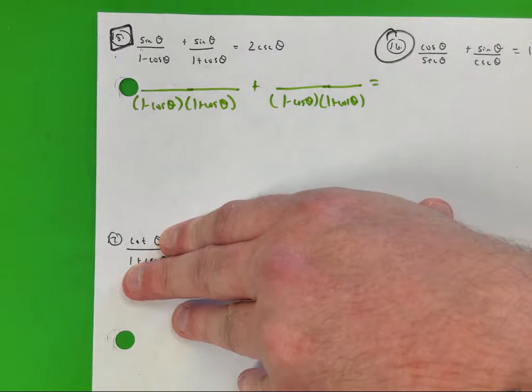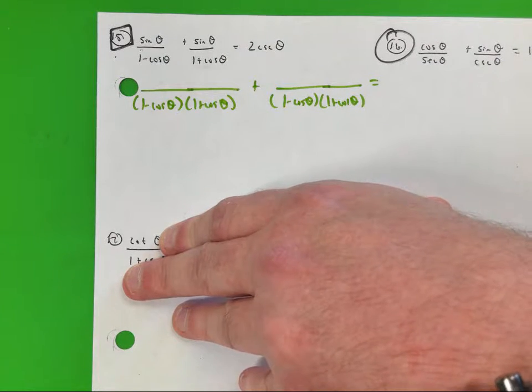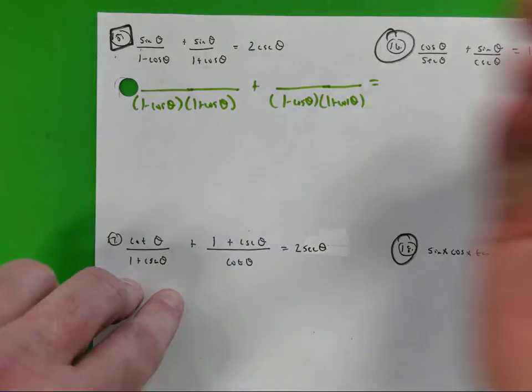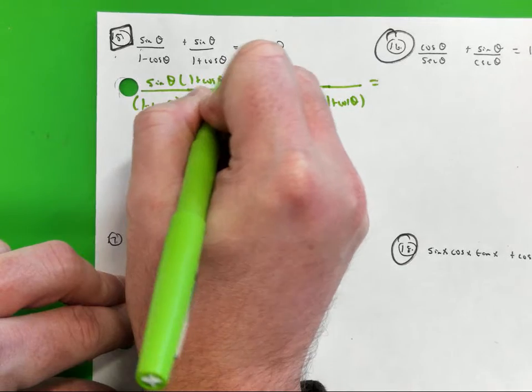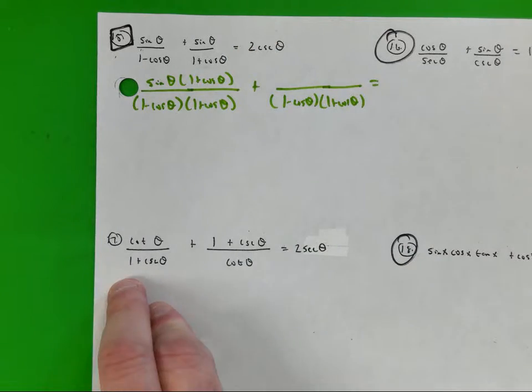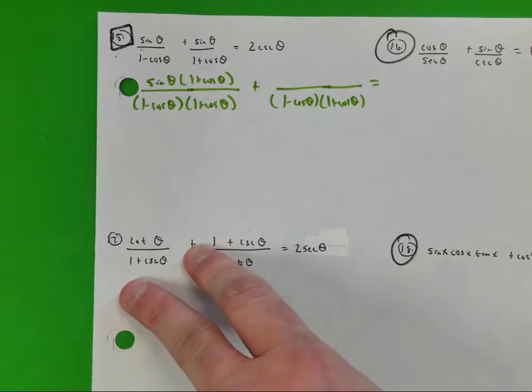Okay, here I had this one, but this was missing. So if I multiply the denominator by 1 plus cosine, I got to multiply the numerator. So now I'm going to have sine theta times 1 plus cosine theta. Here I multiply the denominator by 1 minus cosine, so I'm going to multiply the numerator too.